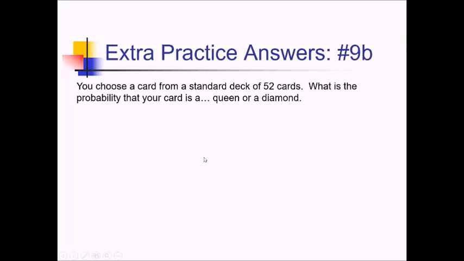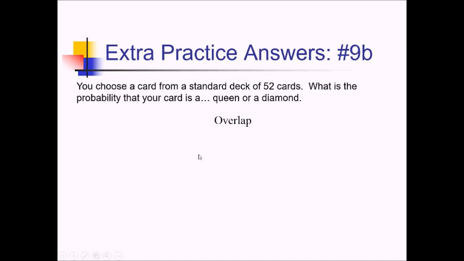On this problem, we want the probability from a deck of cards that we get a queen or a diamond. So with these groups, there are some queens that are diamonds. Well, there's one queen of diamonds. So there's some overlap between these groups, which means after we add the individual probabilities, we have to subtract that overlap.